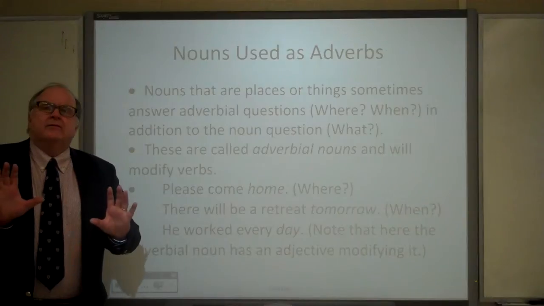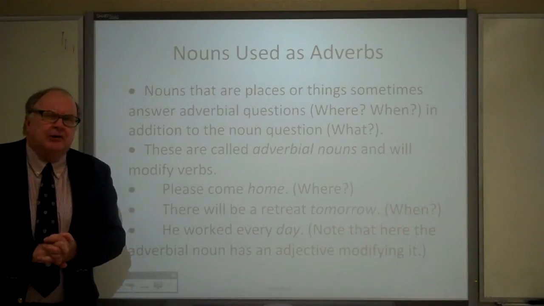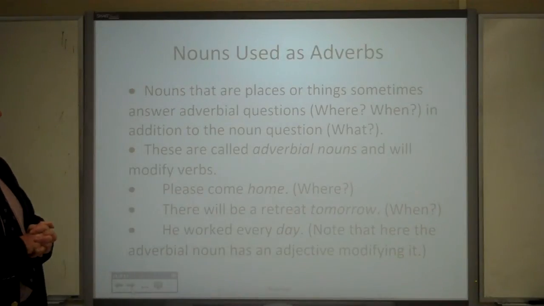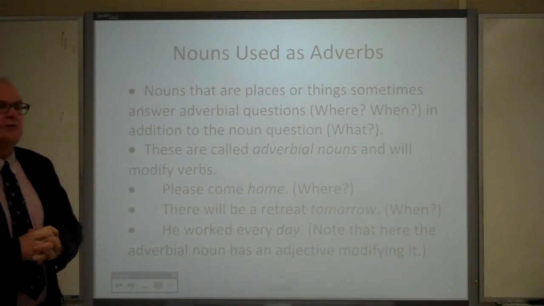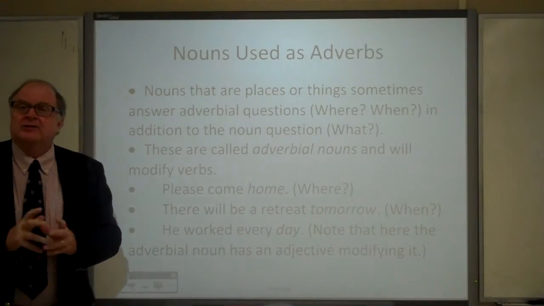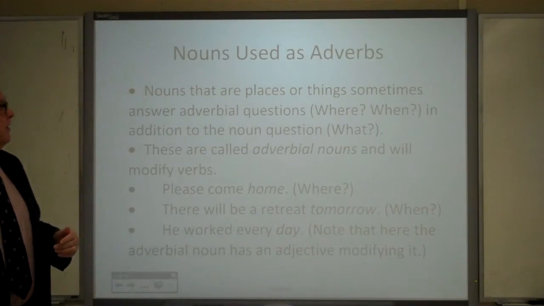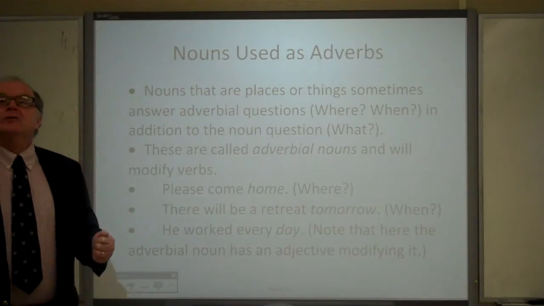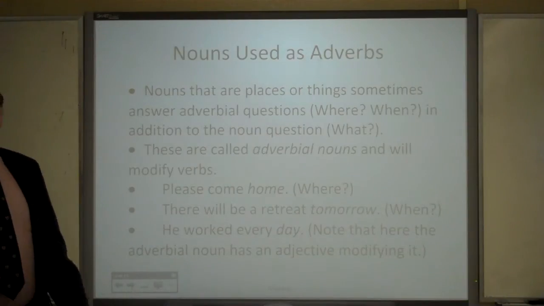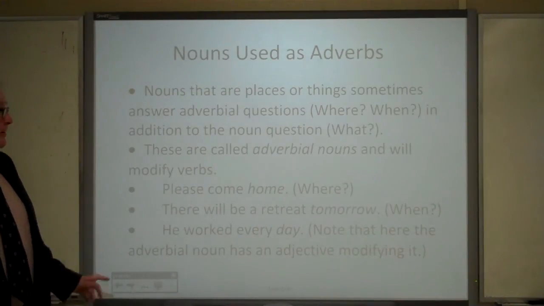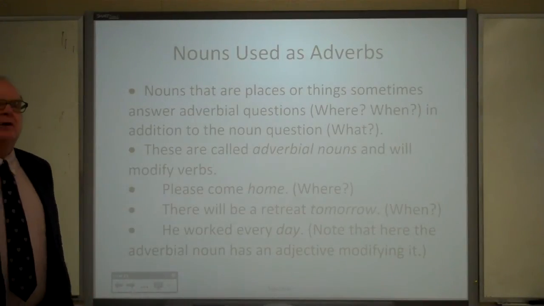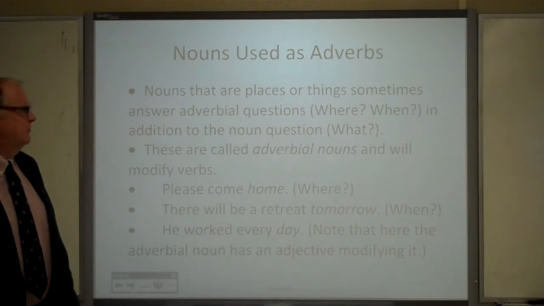There is one special kind of adverb, if you think about it, really it's a noun used as an adverb. Nouns that are places or things sometimes answer adverbial questions. They usually answer the question where or when, in addition to the noun question what. These are called adverbial nouns. And they normally modify verbs. I suppose you might find a case where they modify an adjective or an adverb, but that's pretty unusual.